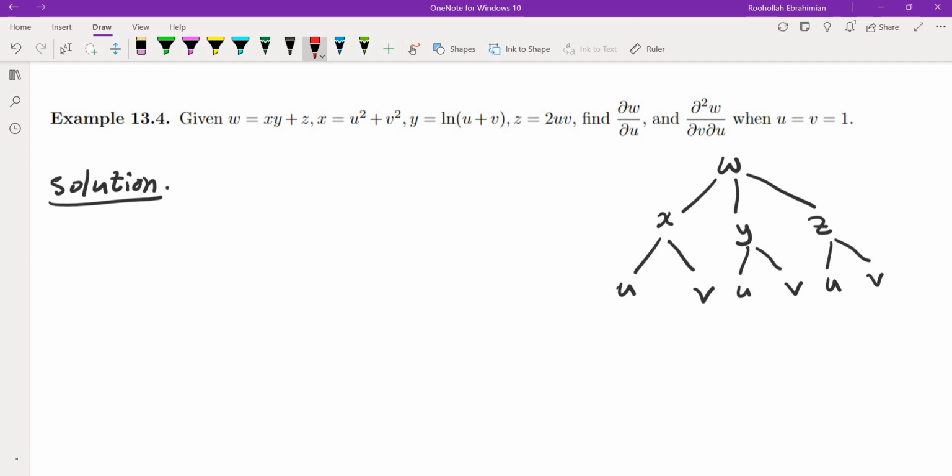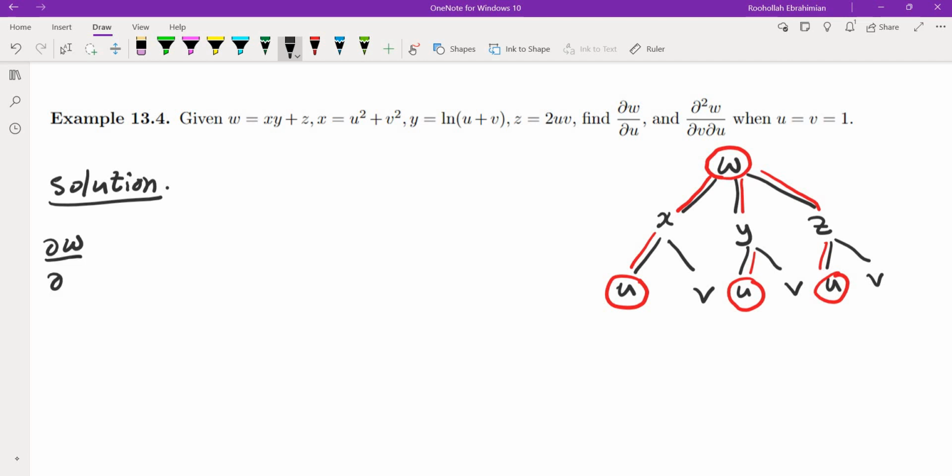Now the first one is partial of w with respect to u. So we'll have to start from here and end with u. So let's see how many different paths do we have that start from w and end with u. Well, we have two of them here, one here, and then one last one here. So there are a total of 3 paths that start from w and end with u. Okay, so let's write down one term for each, and then we'll do the calculation, and eventually we'll have to plug in u and v equals 1.